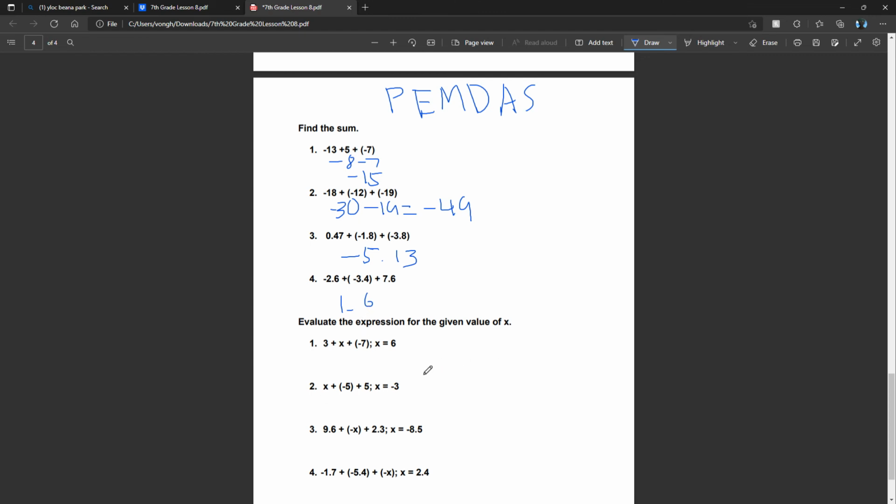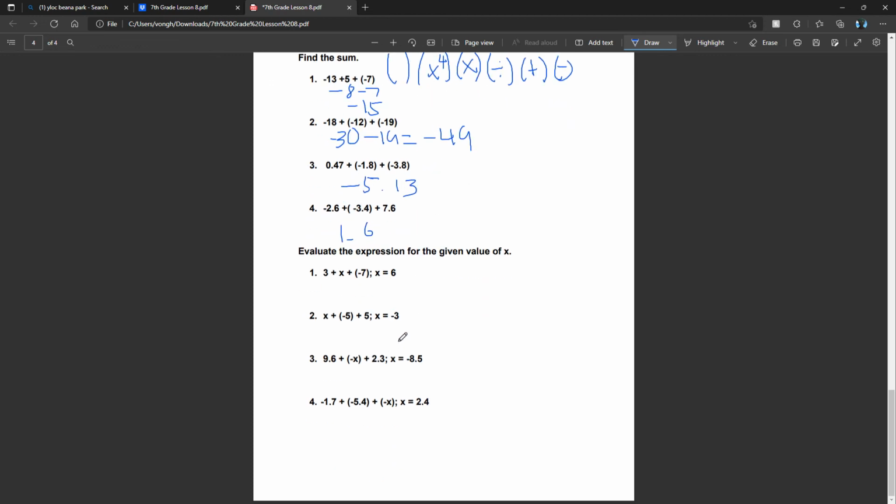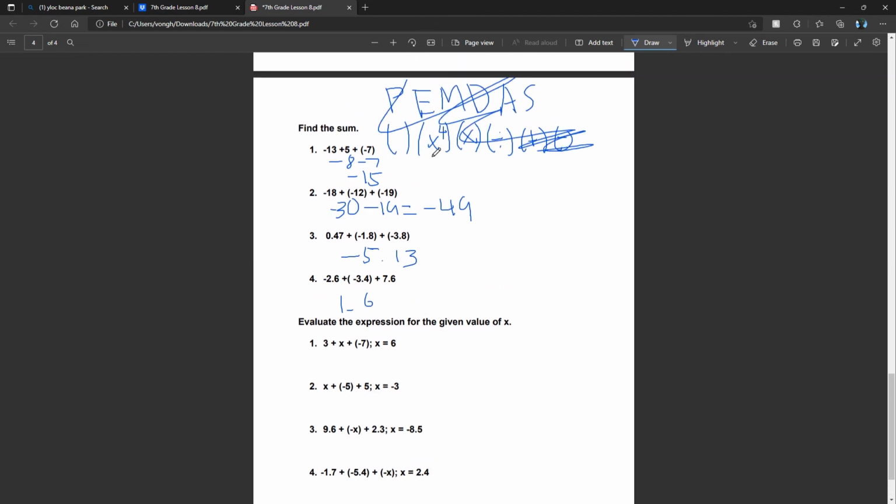But now here's where you need to use PEMDAS. Basically, the order you have to do is parentheses first, then exponent, which is like x to the 4th power. Then you do multiplication, then division, then addition, then subtraction. This is the order you have to do all your operations in. Oh wait, actually, never mind. You don't need to use PEMDAS here, so just ignore it.